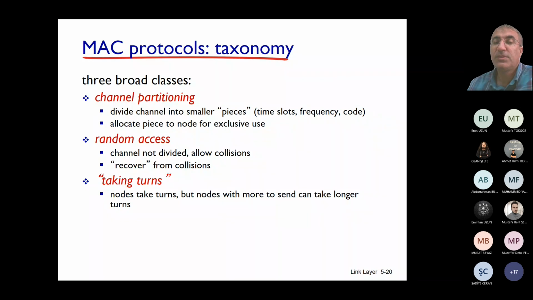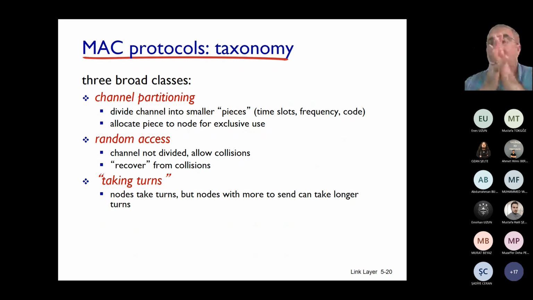The first category is called channel partitioning methods. The second one is called random access methods. And the third one is called taking turns methods. So let's look at the first, channel partitioning. In this approach, we divide the broadcast channel into smaller pieces, and we can split this in time, in frequency, in code, and in different domains. And we allocate each of these pieces to a specific node for exclusive use. So that approach is called channel partitioning.